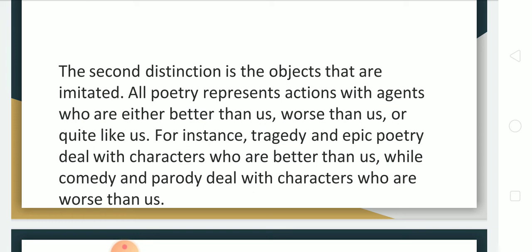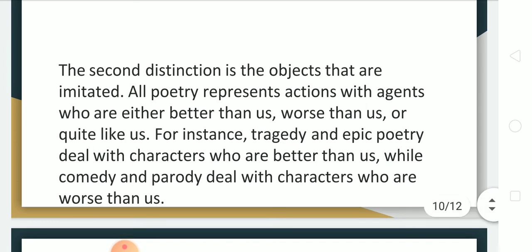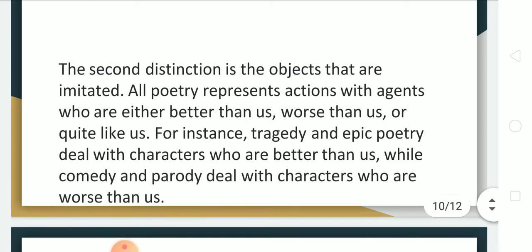Then we have the example of Oedipus Rex. Oedipus was a king, so he was better than the public, definitely. So there are many examples in tragedies where characters are better than us, or in epic poetry like Homer's Iliad and Odyssey, or like the Mahabharata and Ramayana in India. So these are all epic poetries, and the characters are far better than us. They are gods. They are not common human beings.